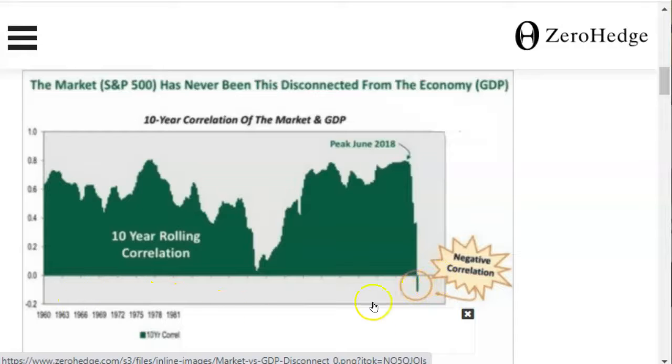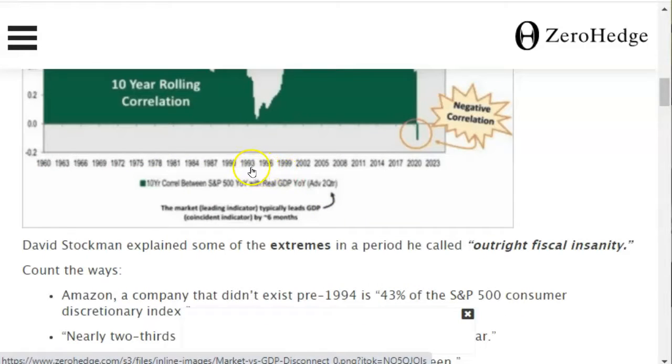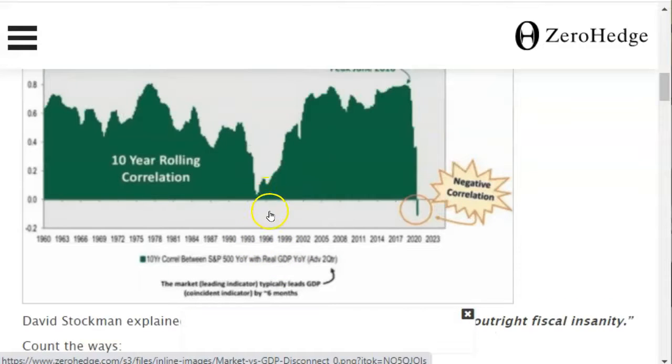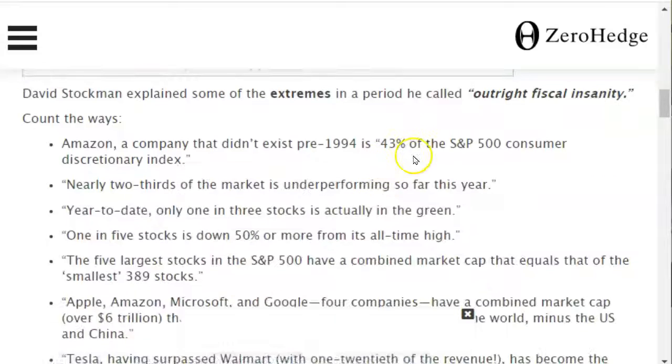It's never happened before, according to this chart, at least not prior to 1960. I guess it almost happened a little bit in 1993. That makes sense. The savings and loan trouble that caused housing to go down, but the economy didn't really go down. If you look at the charts, it really didn't go down that much. But this was very interesting, and they have some crazy stats here.